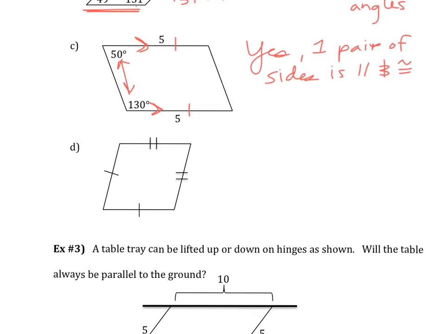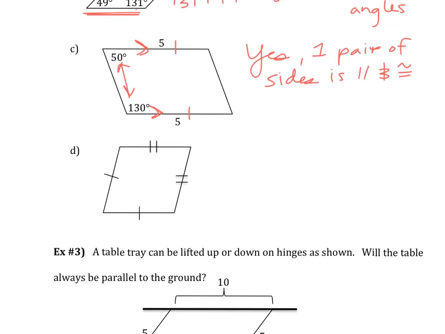All right, how about D? Is that a parallelogram? No. Why not? Right. It's not opposite sides that are congruent here. It's consecutive sides that are congruent. This is actually called the kite. We'll learn about those a little bit later. But we would say no, because it's not opposite sides congruent. Okay. Questions on that?